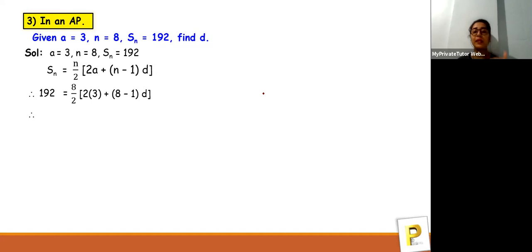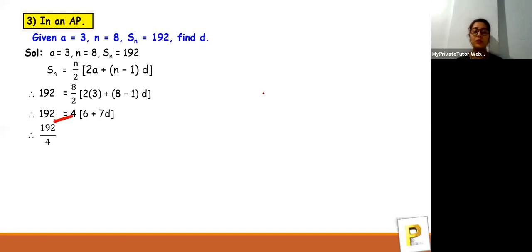So we'll be putting 8 in place of n, and you get 8 by 2 into (2 into 3 plus (8 minus 1)d). As we don't have the value of d, we'll not be putting anything in place of d, we'll just be writing d. So 192 equals 4 into (2 into 3, that is 6, plus 8 minus 1, that is 7, 7 into d, that is 7d).